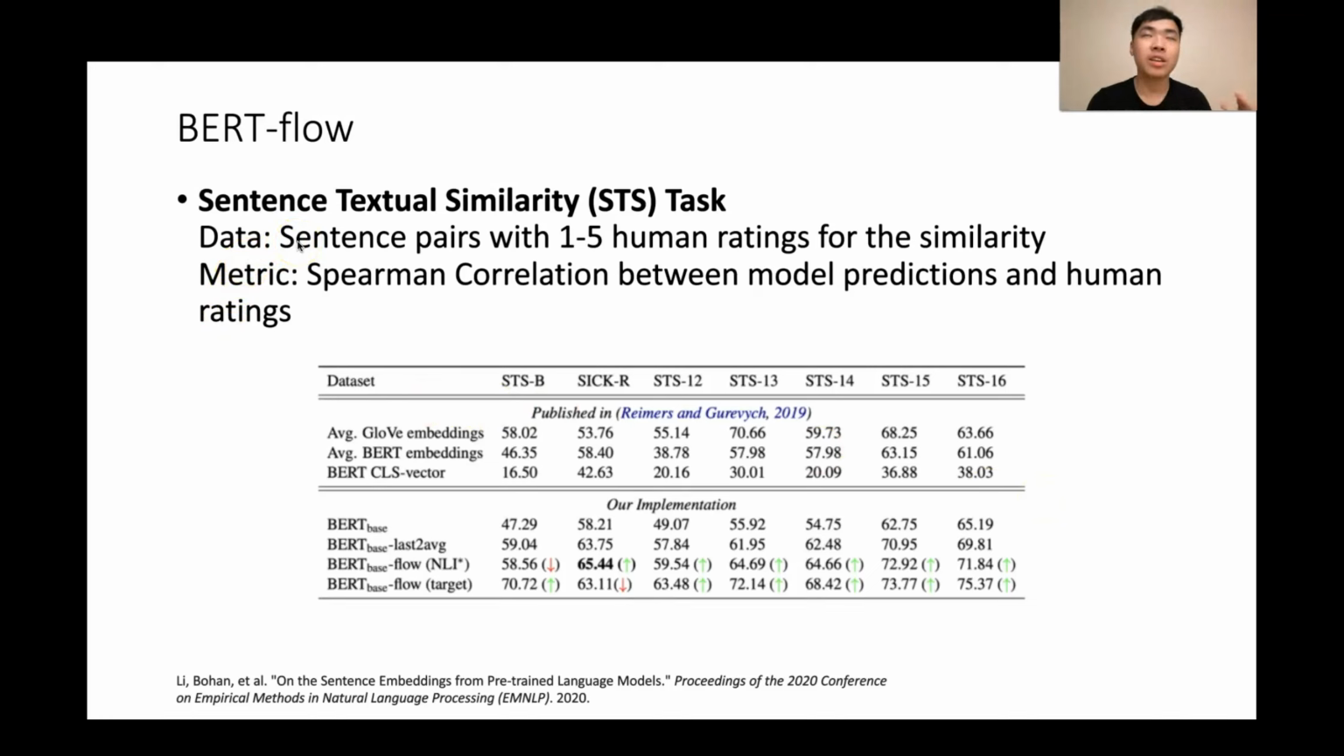It's basically constructed from a lot of different sentence pairs, and we have human ratings for all these sentence pairs. The metric we use here is the Spearman correlation between the model's predicted scores and the human ratings. So you can see that after applying BERT-flow, we can obtain a much better result compared to simply averaging BERT embeddings.